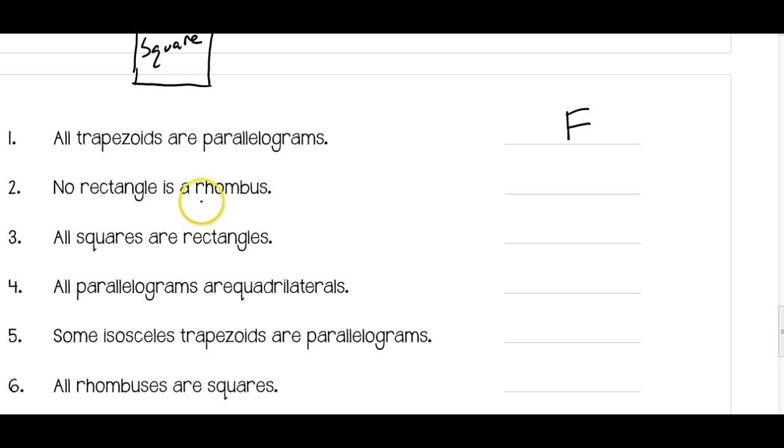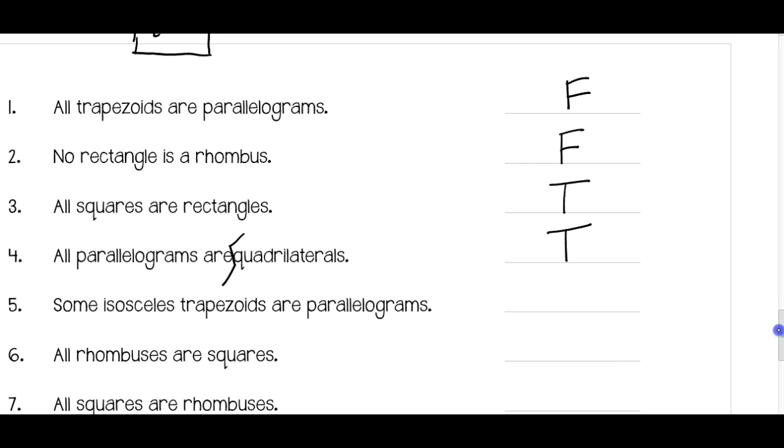No rectangle is a rhombus. That's false, because if it's a square, it's a rectangle and it's a rhombus. All squares are rectangles. That's true. Square is at the bottom, so it has all the properties of the figures above it. All parallelograms are quadrilaterals. That's true. All parallelograms have four sides.